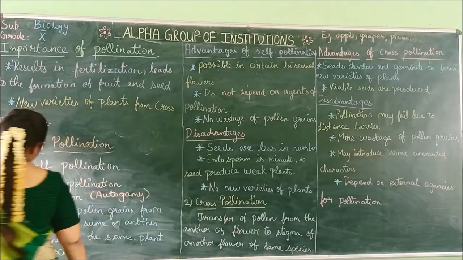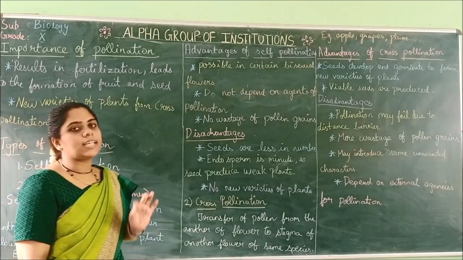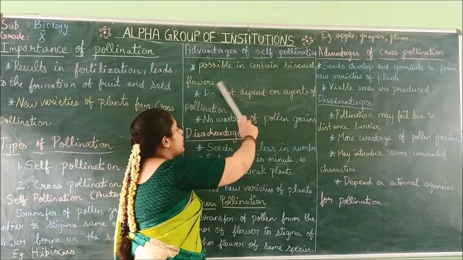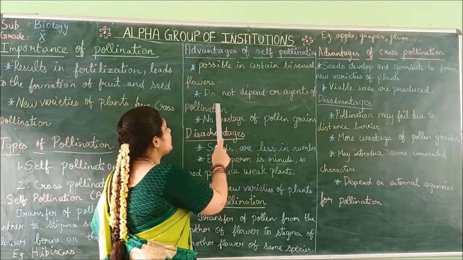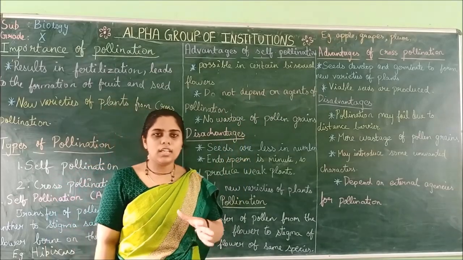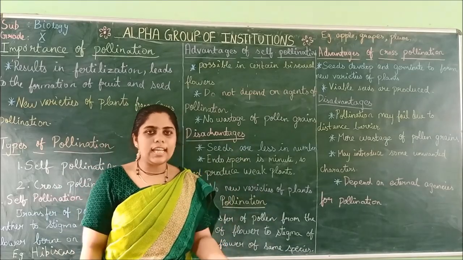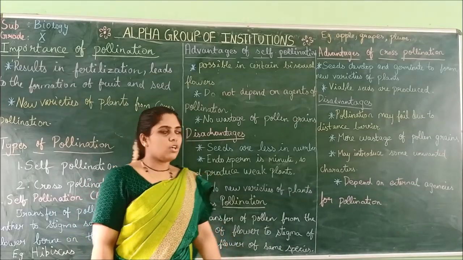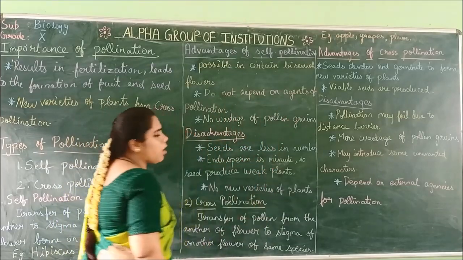In the hibiscus example, we saw hibiscus. In hibiscus plants also the androecium and gynoecium will be present together. So in bisexual flowers this type of pollination is possible. Then they do not depend on agents of pollination. Since the pollination is happening within the same plant, it does not need any other agents for pollination. So that is what is said here, do not depend on agents of pollination.